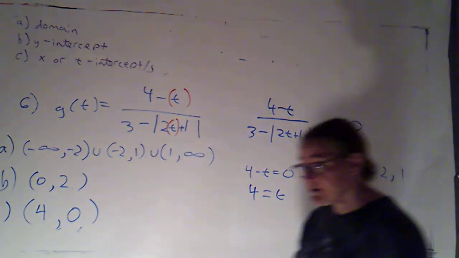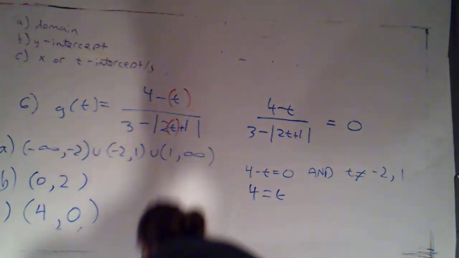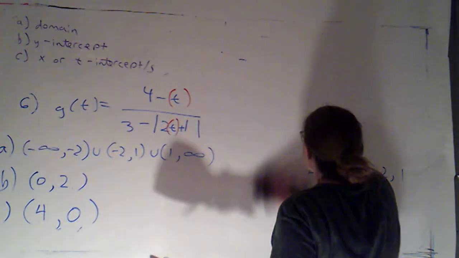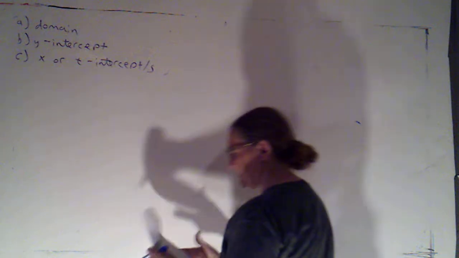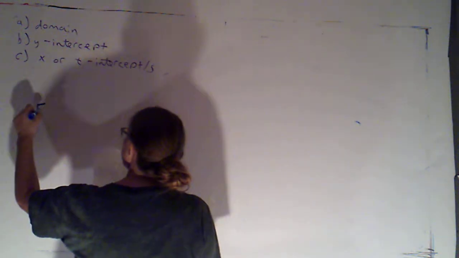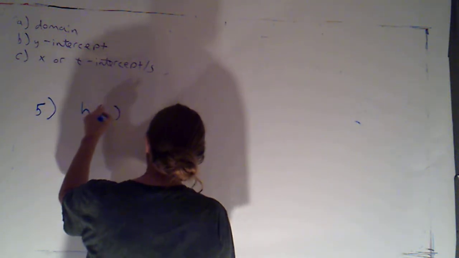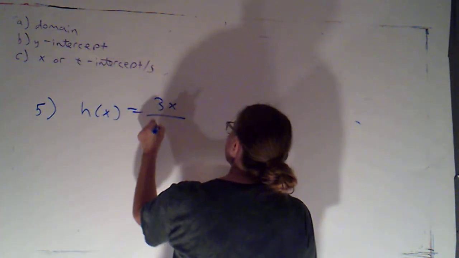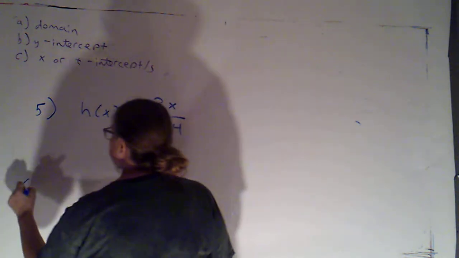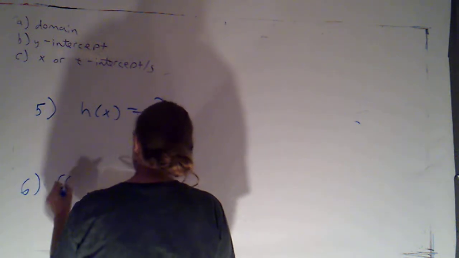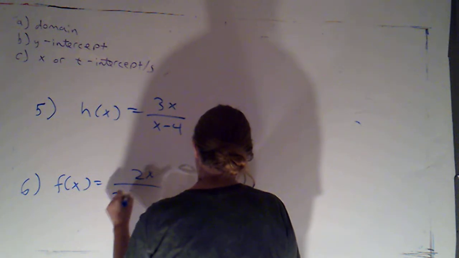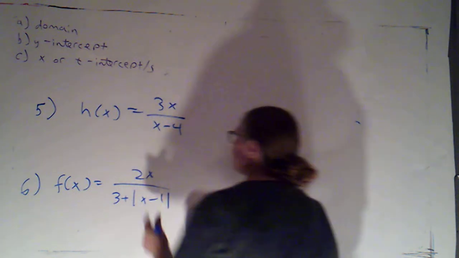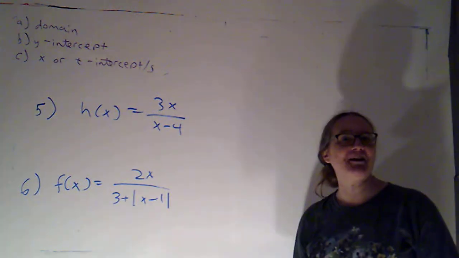Okay, there's a second part to 5 and 6. So before you turn to the next video, give those a shot, and then the next video will just check your answers to those. If you've got the worksheet, you've already got those written down. If not, I'll write them down for you. The second part of 5 is h of x equals 3x over x minus 4. And the second problem from 6 is f of x equals 2x over 3 plus the absolute value of x minus 1. Okay, so I'll see you in the next video and we can go over those two.